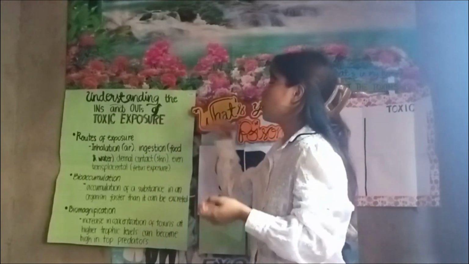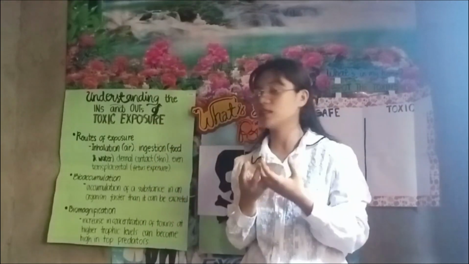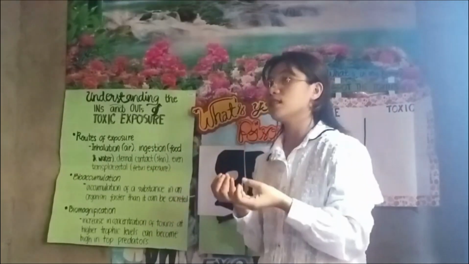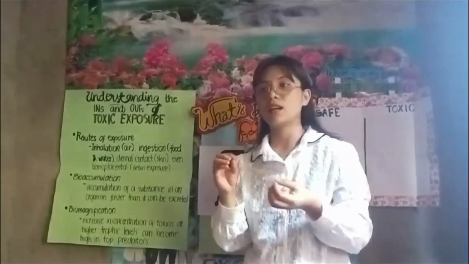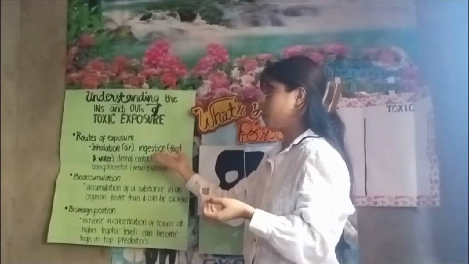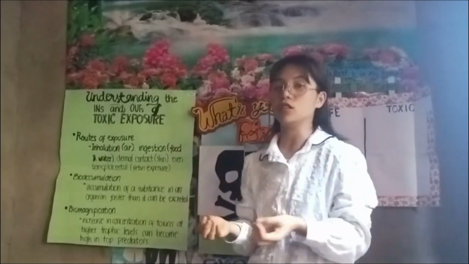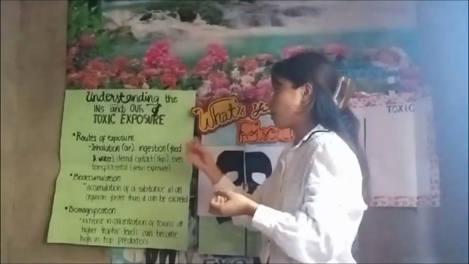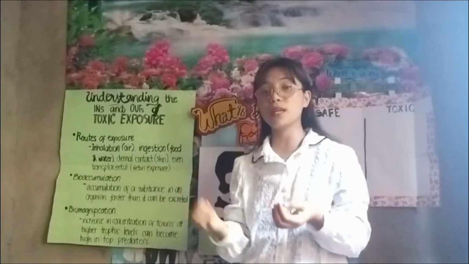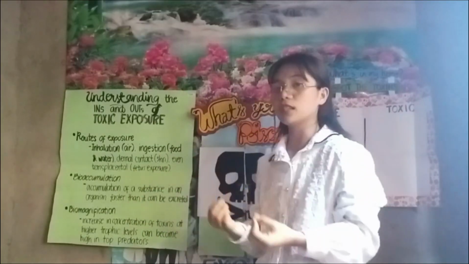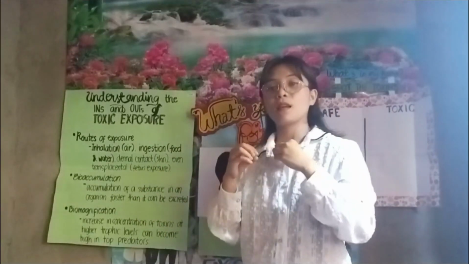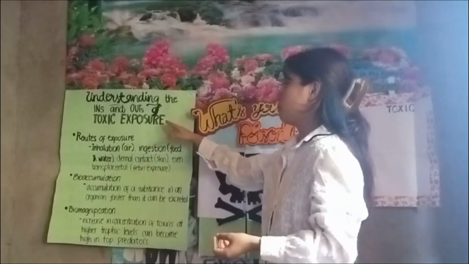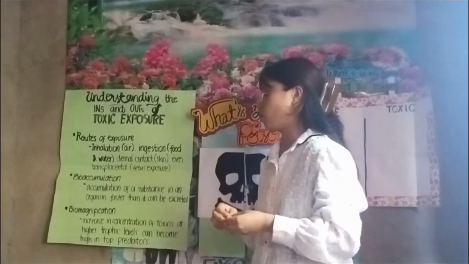So how are we exposed to these toxins? According to routes of exposure, it can be inhalation. There are instances that the air that we breathe has toxic particles, and that can be a factor. Also for ingestion, the food or the water that we drink may contain toxic substances, so it can also be a factor. Now next is the dermal contact. If we have skin-to-skin contact, that can be a factor as well in being exposed to toxins. Now next is the transplacental or the fetus exposure.